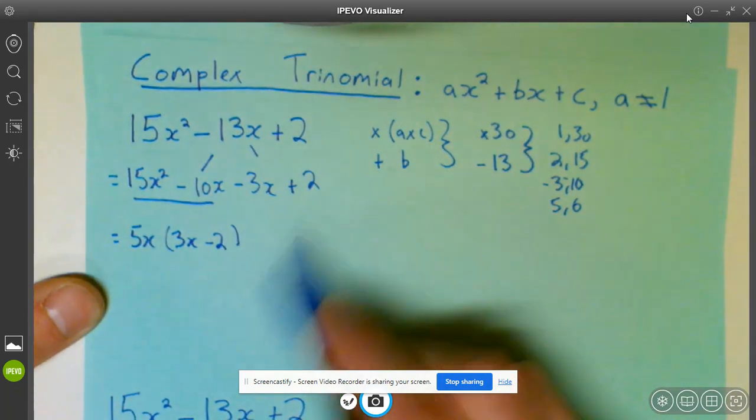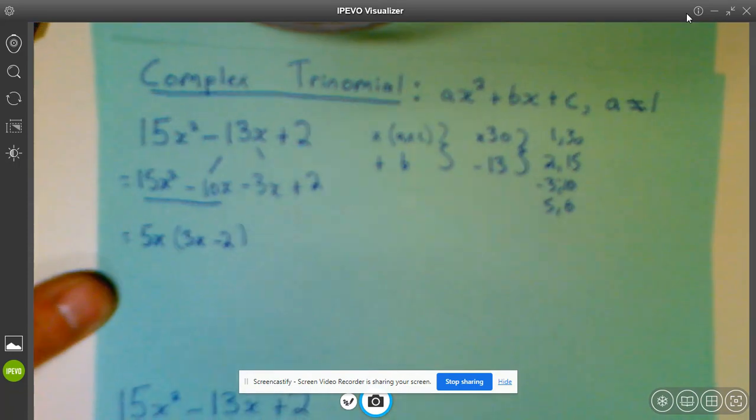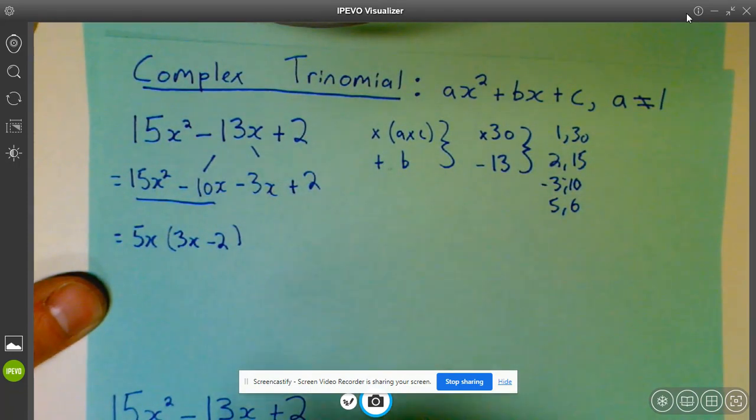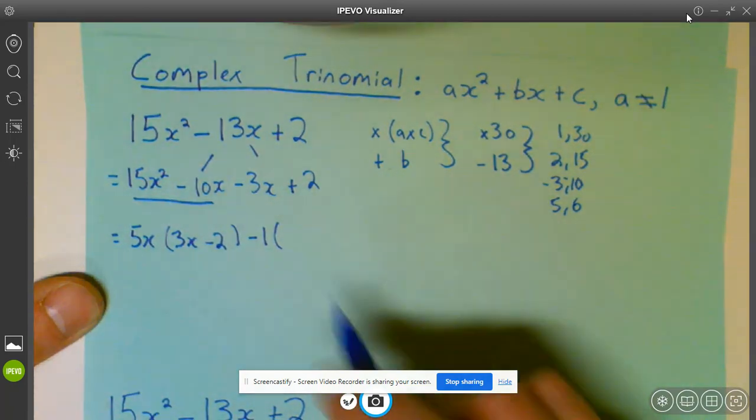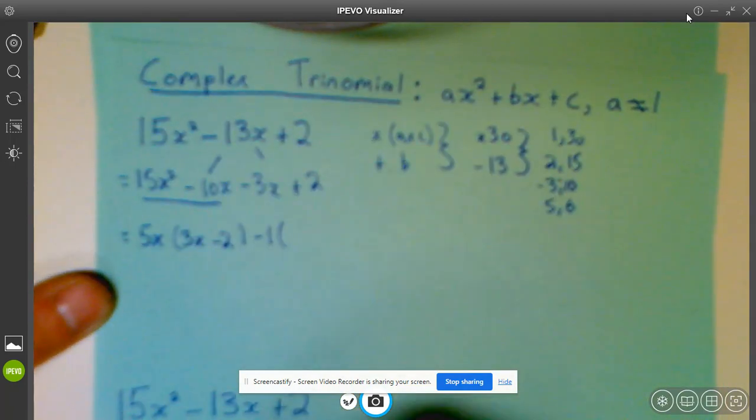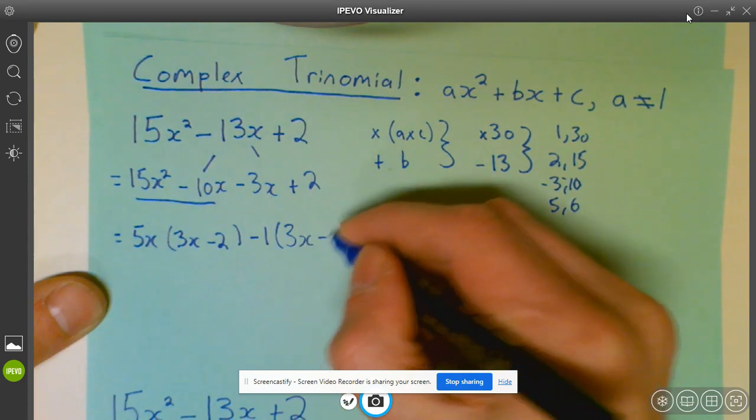What do negative 3x and 2 share? They don't really share anything, but everything shares a common factor of a 1. Because this starts as a negative, I'm going to take out a negative 1 as my common factor. So I'm dividing both of these terms by negative 1. So I'm going to be left with, again, 3x minus 2.